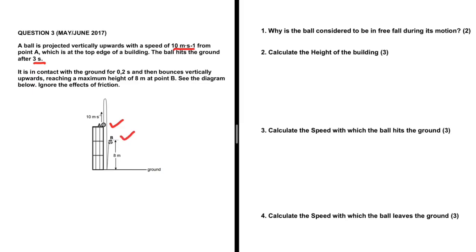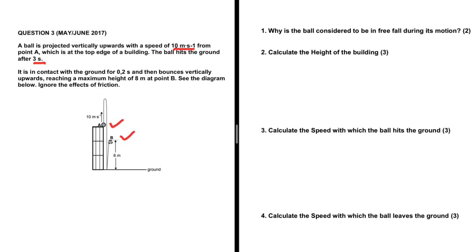So the first question, why is the ball considered to be in free fall during its motion? That is because the only force acting on the ball is gravity. When the only force acting on the ball is gravity, we deem it to be in free fall. We deem it to be a projectile. It has been given an initial velocity and now it's moving under the influence of only gravity. That is the answer to the first question.